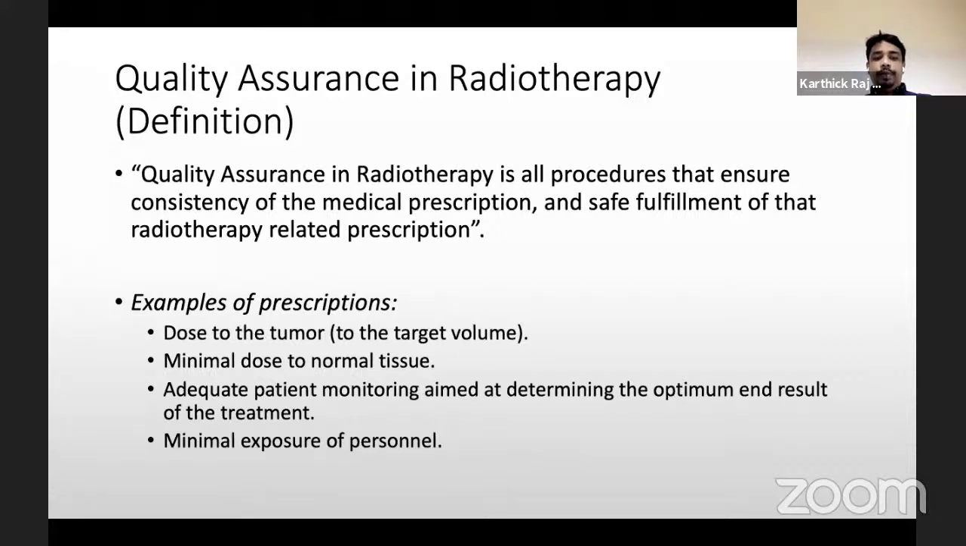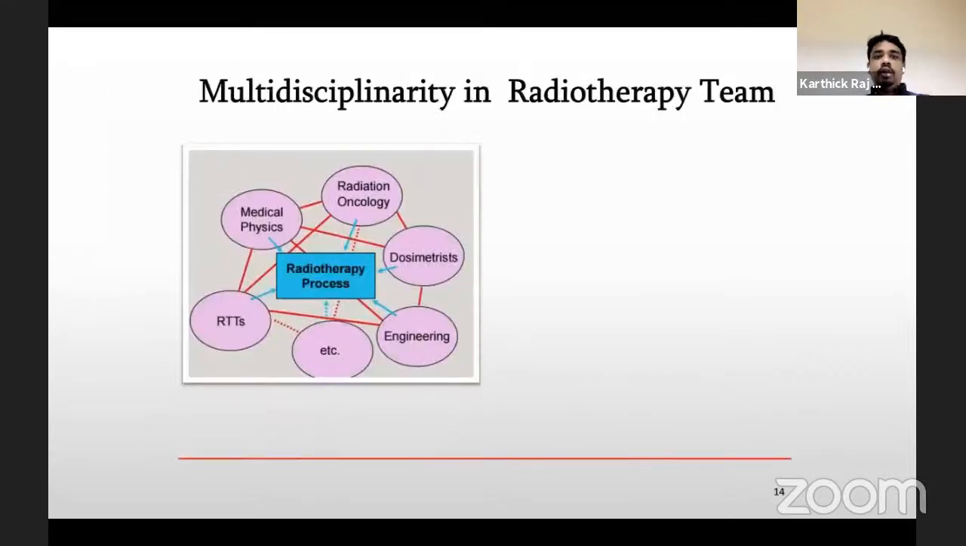Adequate patient monitoring and optimum end results are also an important component of your quality assurance. And there is the minimal exposure of personnel: a radiation therapy department always works with radiation hazard, so we need to keep a minimal exposure of all the radiation personnel, and that also has to be taken care of in the quality assurance program. As I told you, the radiotherapy team is a multidisciplinary team effort. It's not a one-man army. A lot of components, like medical physicists, radiation oncologists, dosimetrists, engineers, RTTs, and staff nurses, are there.